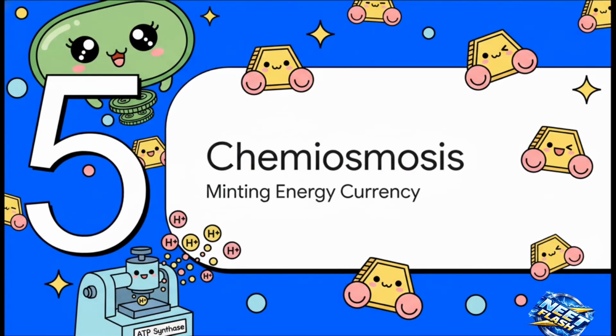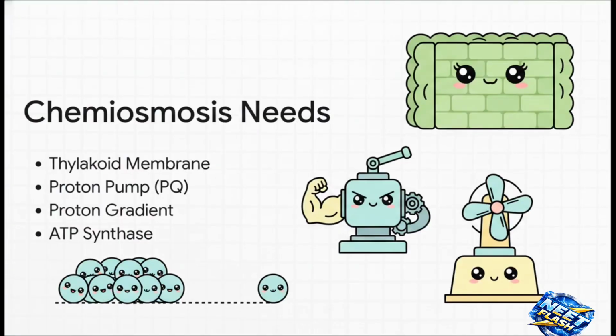Section 5, Chemiosmosis, the grand finale. How does the chloroplast actually mint this molecular energy currency? So the crucial point here is that for Peter Mitchell's chemiosmosis mechanism to actually function, you absolutely must have 4 specific components in place. You need a membrane to act as a barrier. In this case, that's our thylakoid membrane.